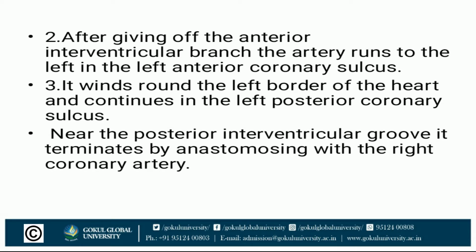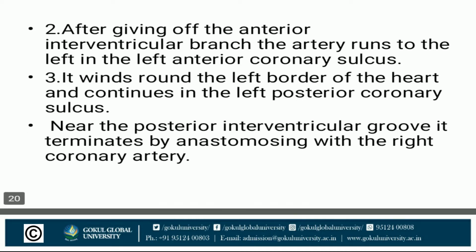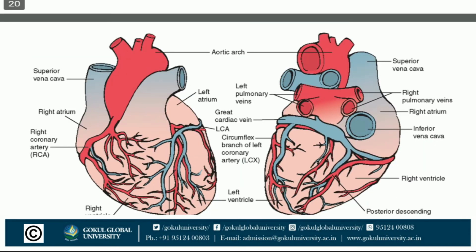After giving off the anterior interventricular branch, the artery runs to the left in the left anterior coronary sulcus. It winds round the left border of the heart and continues in the left posterior coronary sulcus near the posterior interventricular groove. It terminates by anastomosing with the right coronary artery.